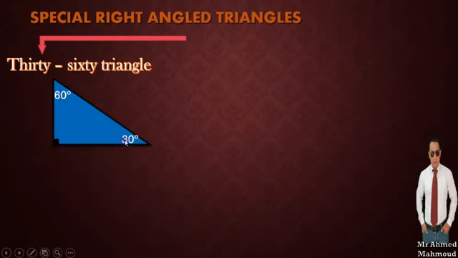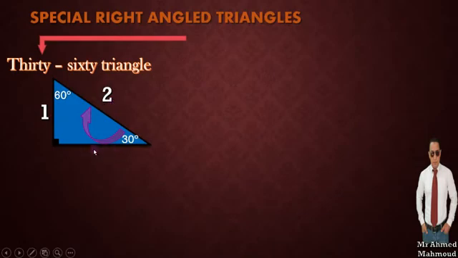We remember that the side opposite to the 30-degree angle equals half the length of the hypotenuse. For example, if the side opposite to 30 equals 1 centimeter, then the hypotenuse equals 2. If the side here equals 5, the hypotenuse equals 10. If the side here equals 10, then the hypotenuse equals 20 and so on. Now let this side equal 1 and the hypotenuse equal 2.